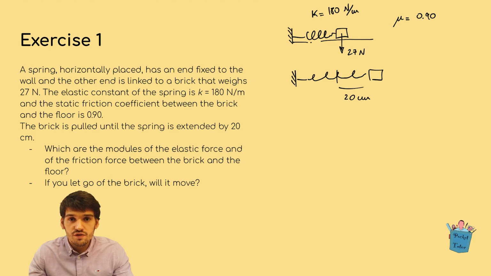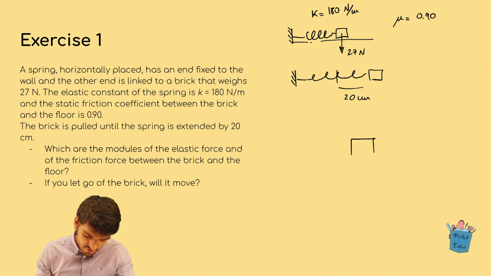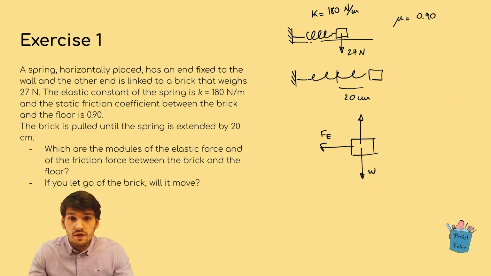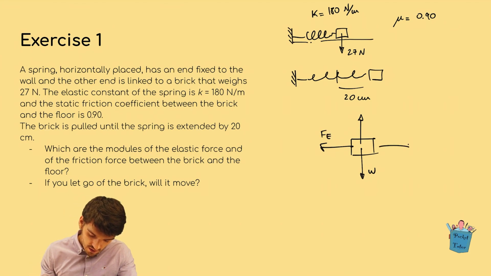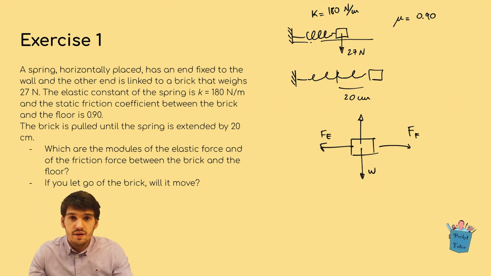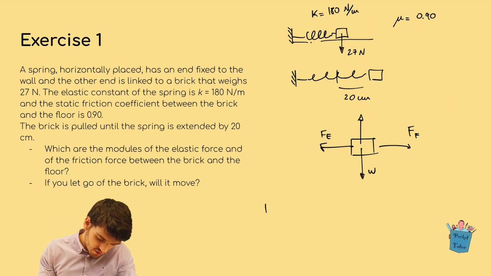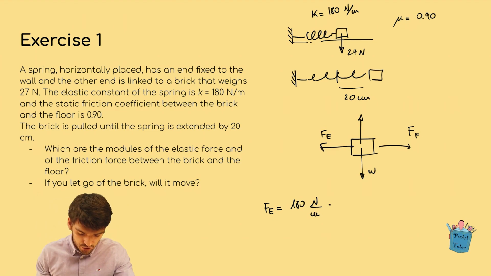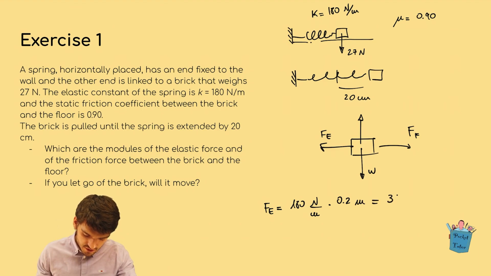And now we need to find all the forces acting on the brick, which are given by its weight, the normal force, the elastic force Fe that is pulling the brick towards the wall, and the friction force. We know that the elastic force is given by the product between the spring constant and the elongation of the spring. This means that Fe will be equal to 180 Newton over meters times 20 centimeters or 0.2 meters, which will be equal to 36 newtons.